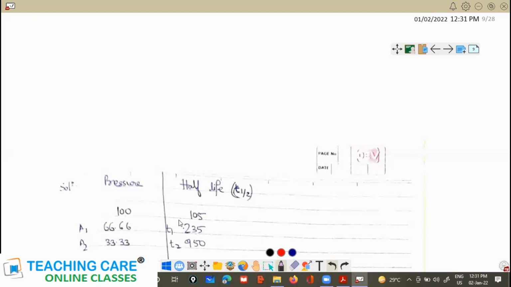I don't quite know how to calculate this one. We have to take it into logs. Okay, let's see. No, you don't have to take the log as such.